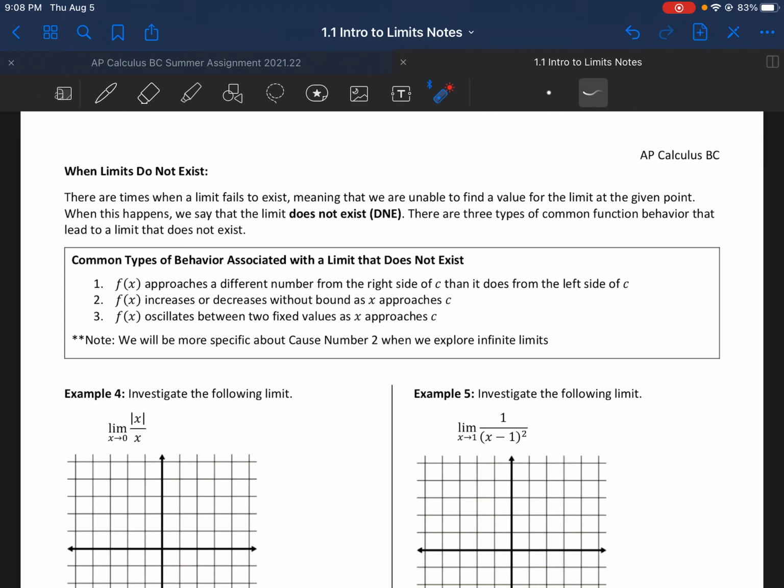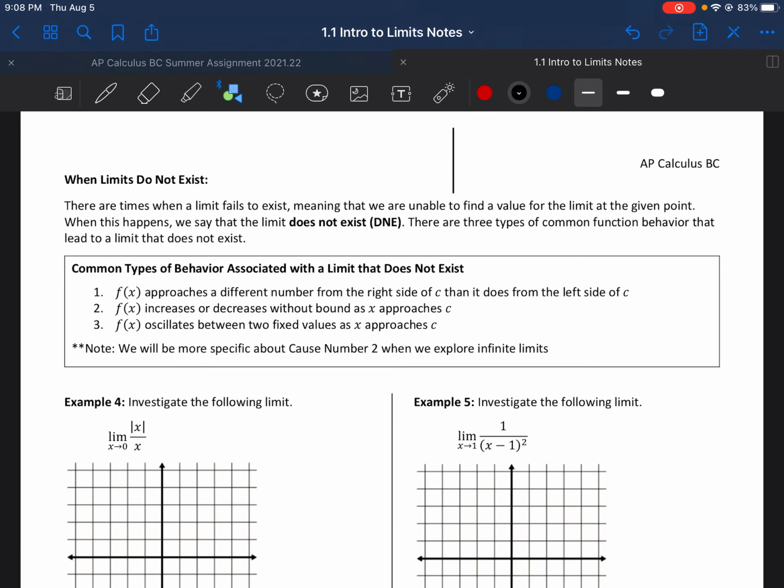The third type of a limit that does not exist is when f of x is oscillating between two fixed values as x approaches c. You don't see this one as often. However, let me show you what something like this would look like. Let's say that this sketch might be a little rough, but hopefully we'll get the idea. Let's say that we're bouncing between +1 and -1. And let's say we have a curve that's doing something like this.